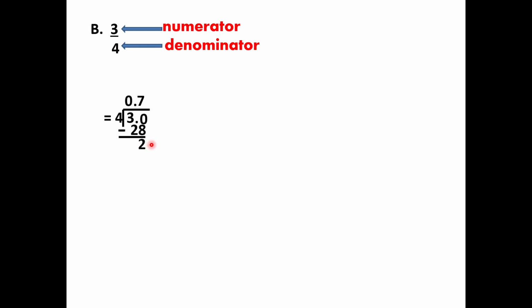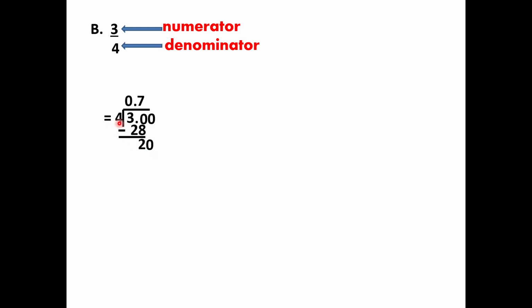So, 2, magdadagdag ulit tayo ng 0 dito. Then, we are going to bring down this 0 dito sa tabi ng 2. So, we have here the 20. Bakit tayo nagdagdag? Kasi nga, yung 2, which is the dividend, ay mas mababa dito sa divisor or 4. So, ngayon, nagdagdag tayo ng 0. Ang dividend natin ay naging 20 na. So, 20 ay mas mataas na kaysa sa 4.